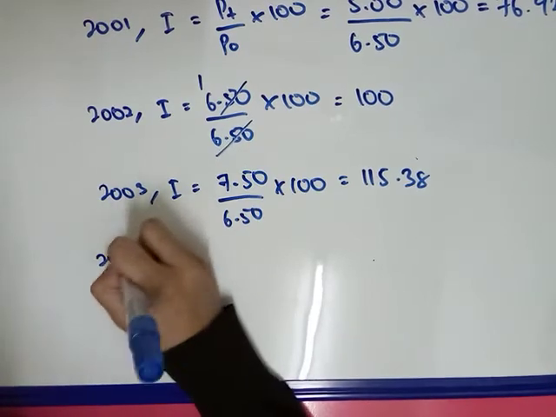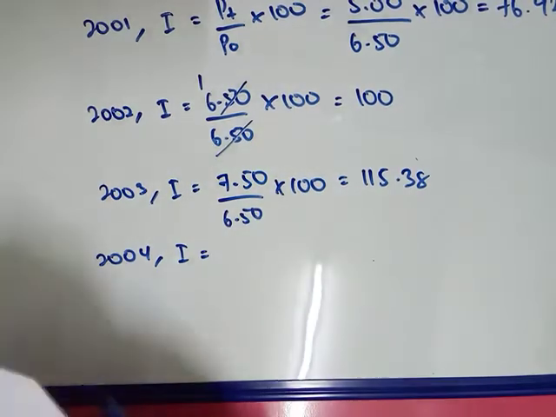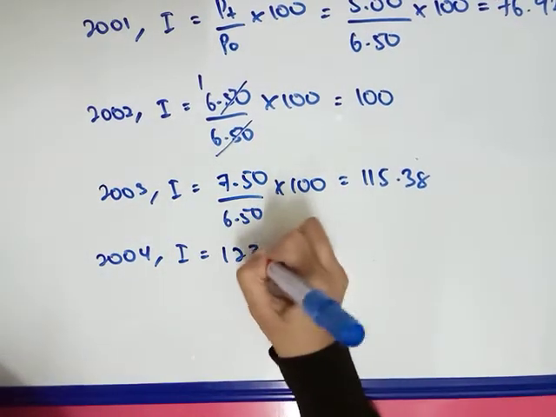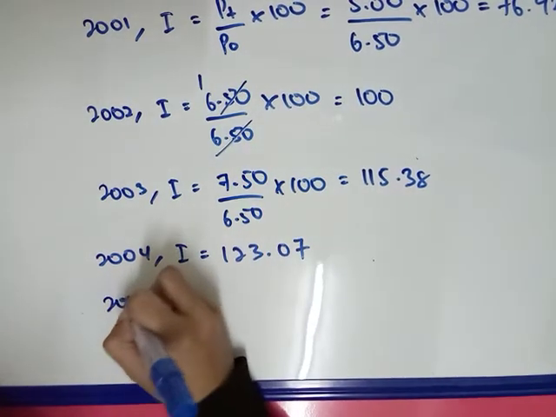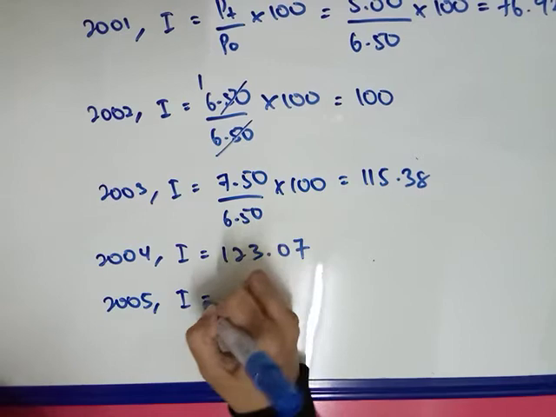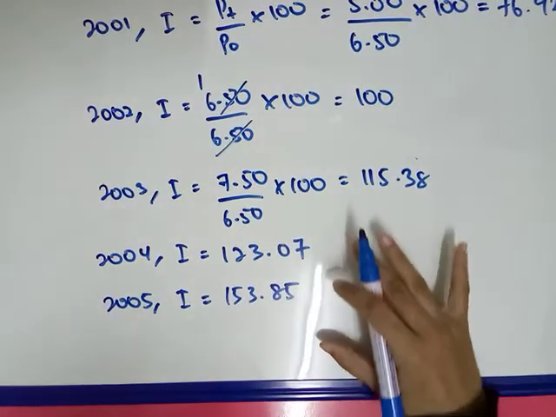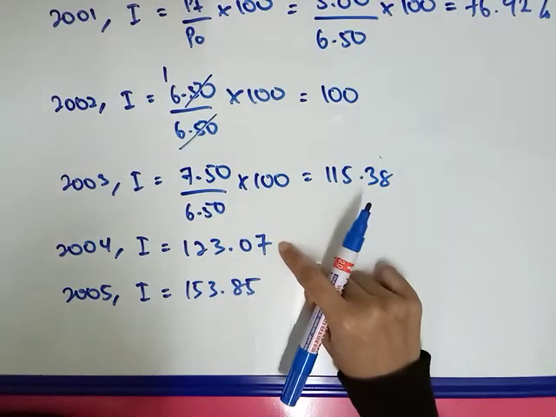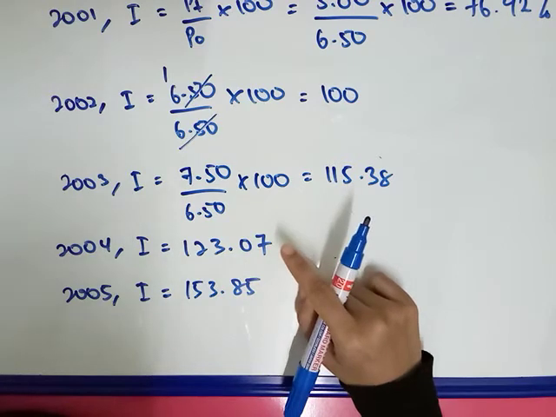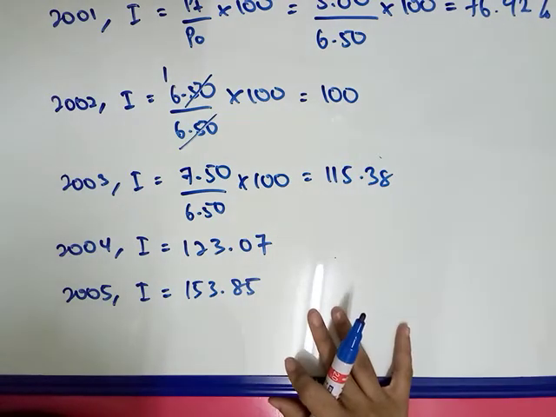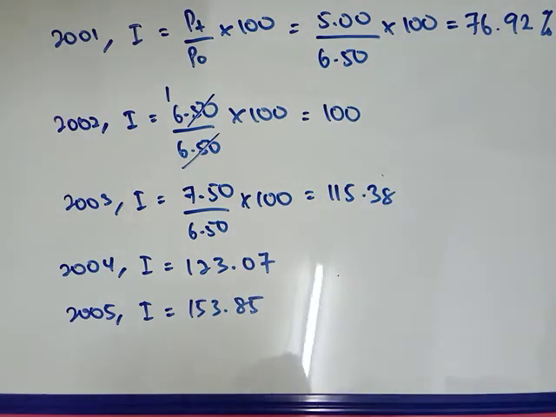And then for 2004, okay, you guys try calculate. You will get the answer is 123.07. Okay, for 2005, the index number is 153.85. Okay, try calculate for 2004 and 2005. Okay, same formula. Okay, PT divide P naught times 100. Alright, and then look at example 3.